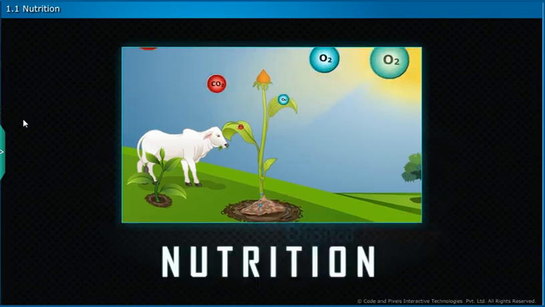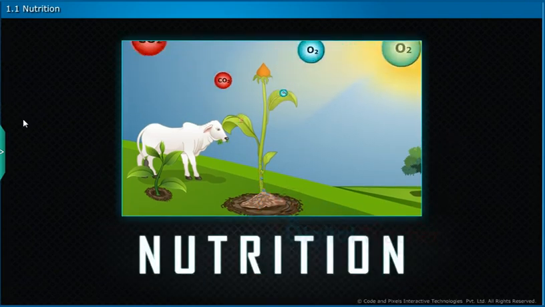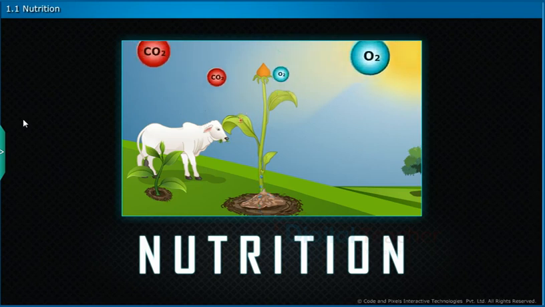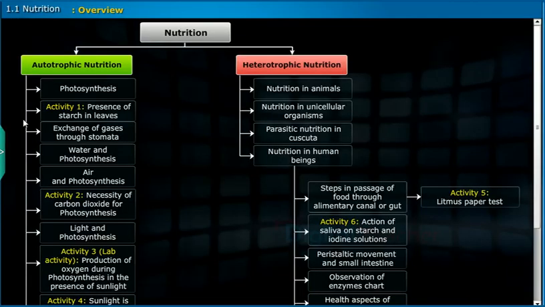Welcome to the chapter Nutrition. This slide presents the overview of the chapter.